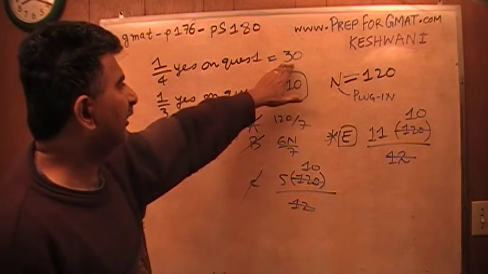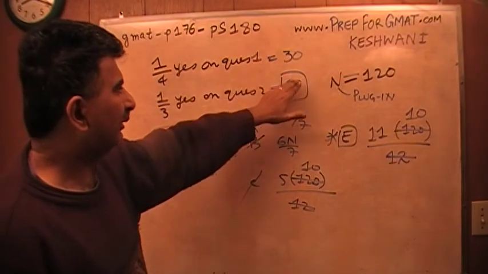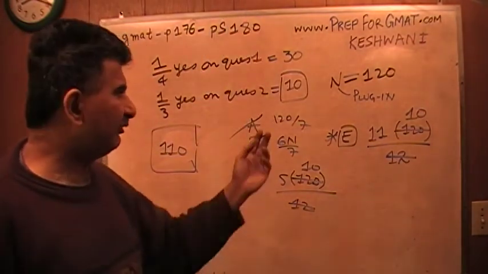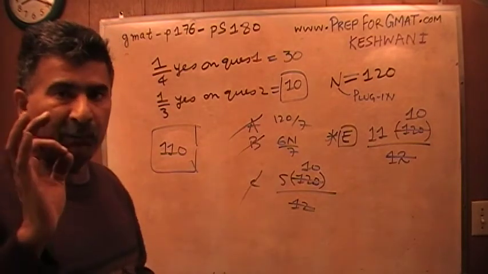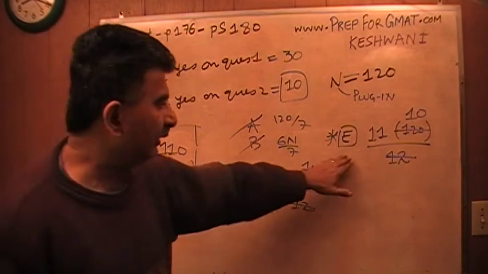So of those people who said yes on the first one, 1/3 of those people said yes on the second question, which is 10, because 1/3 of 30 is 10. So out of 120 people, only 10 people said yes on both questions. Therefore, 110 people did not say yes on both, and 110 works out to be E.